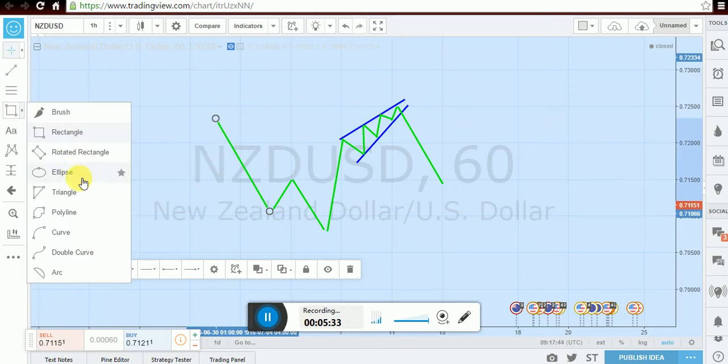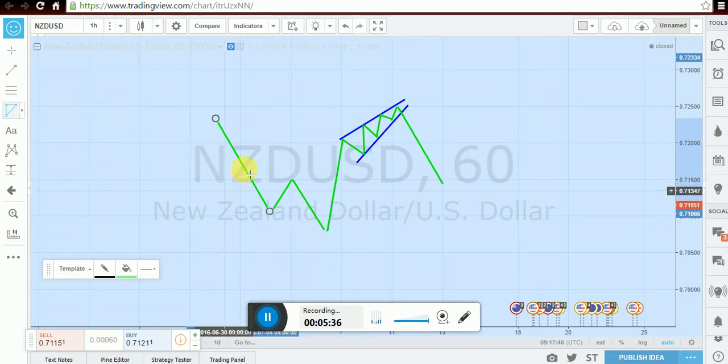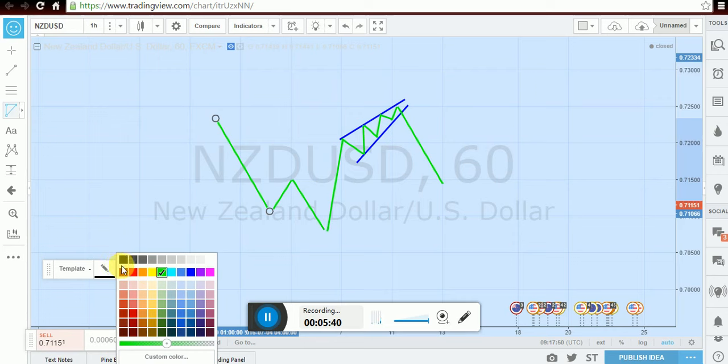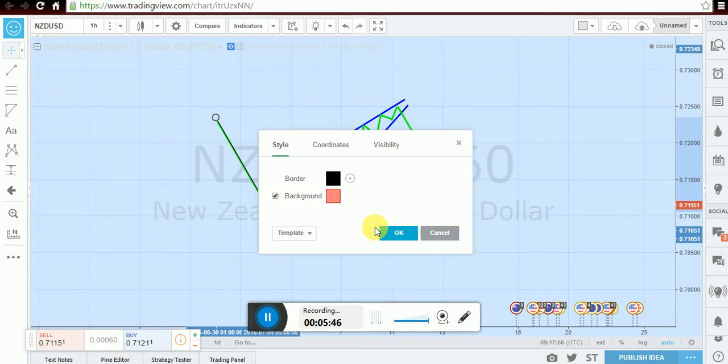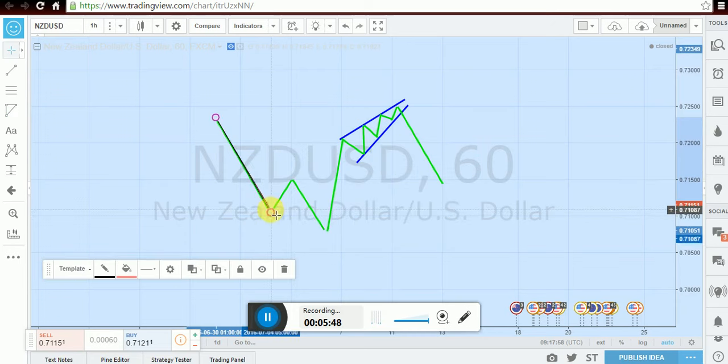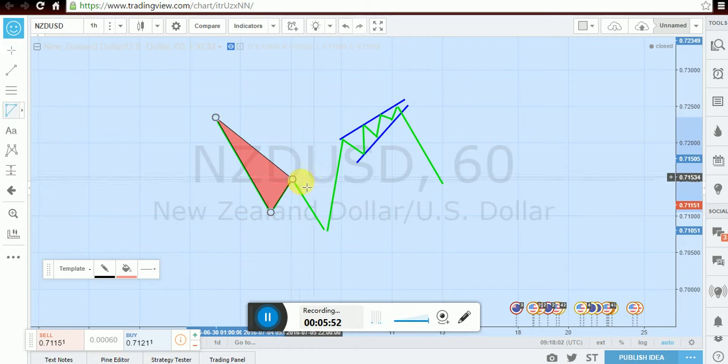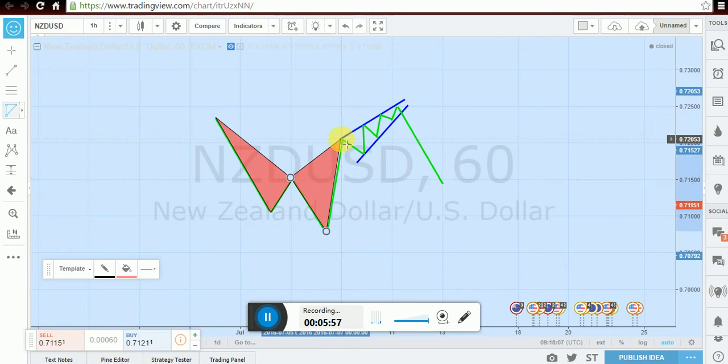So let me bring in my triangle. Bullish, this is bearish, so let's bring in my triangle here. Let's see. So what do you see there, guys? A cipher pattern, right?